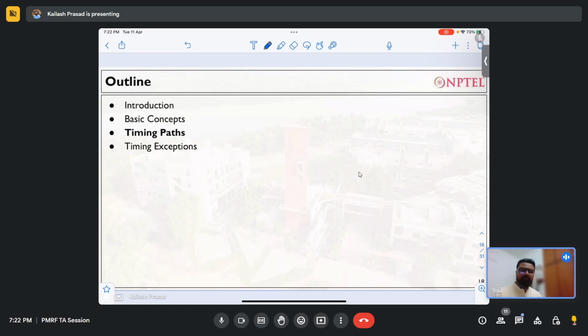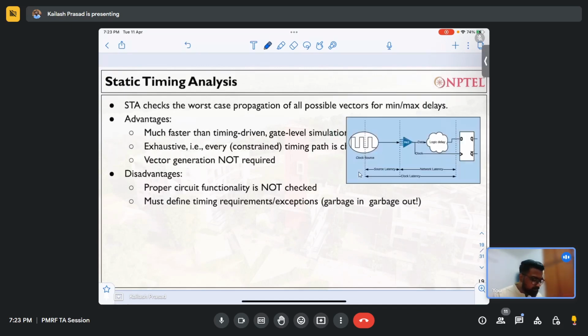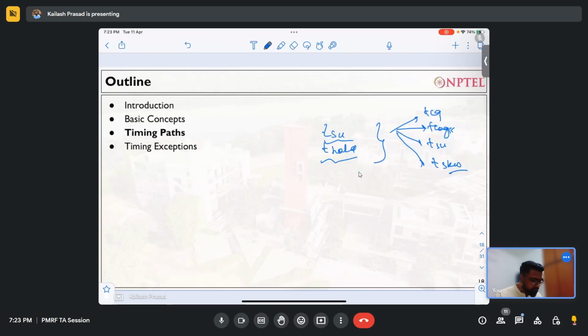Now, once we understand the basic timing, where we have understood setup, we have understood hold, where we have understood TCQ, T clock to Q, T logic, then T setup, and also T skew. Multiple things we have seen, and we have also seen the setup and hold time origin. Now what we will see is what we call static timing analysis itself.